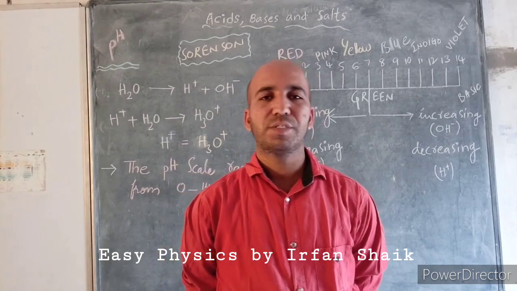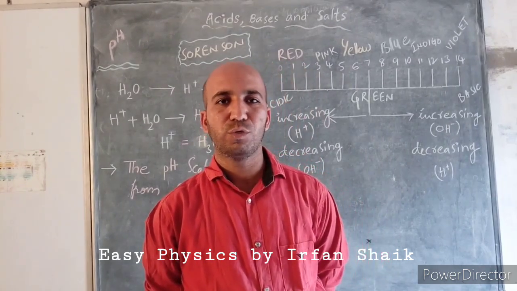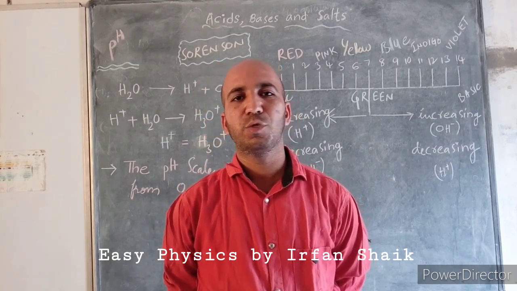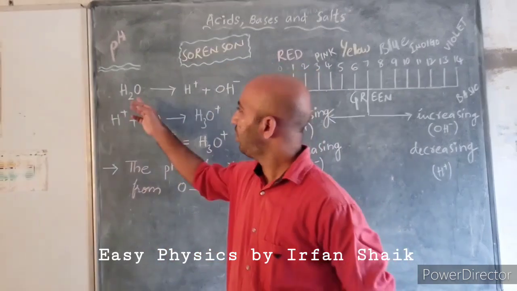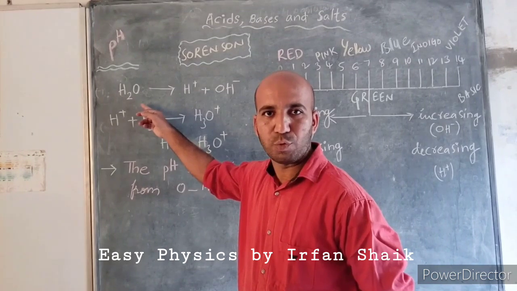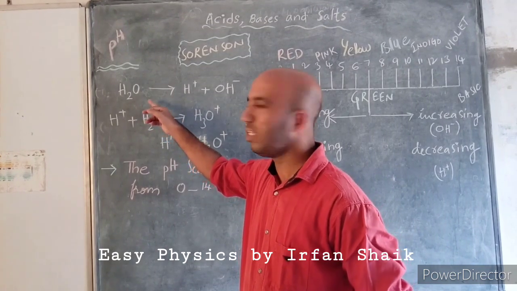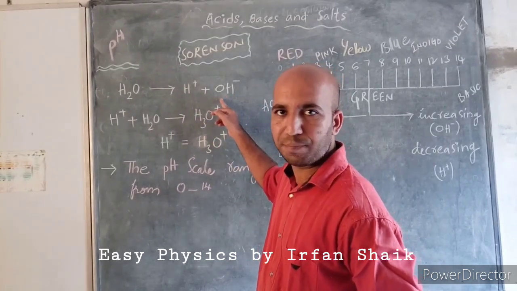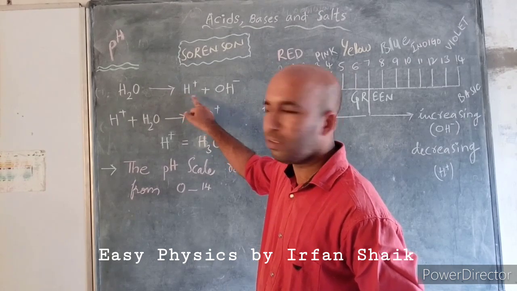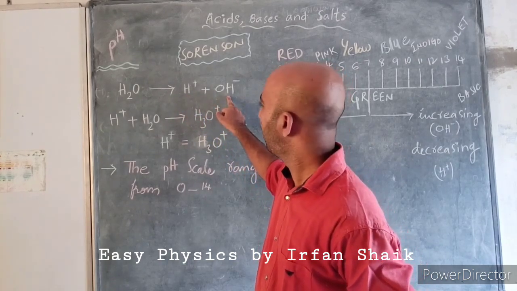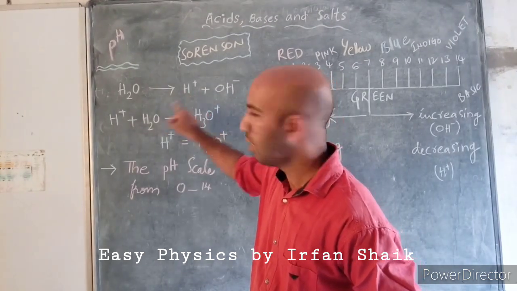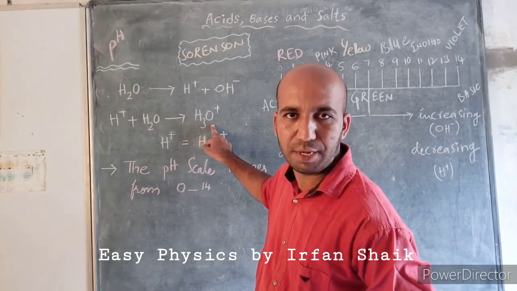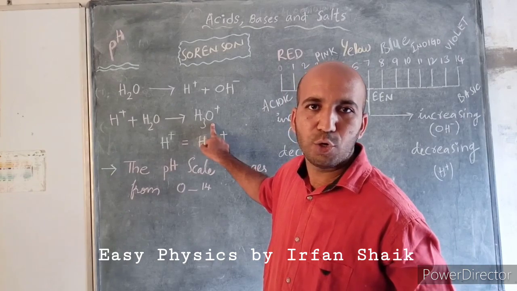To find this, we need to know a few more things. Let us take a water molecule. That means in every solution, water is present. Let us take the dissociation of a water molecule. The formula of a water molecule is H2O. When this H2O molecule dissociates, it forms H plus ions and OH minus ions, that means hydrogen ions and hydroxyl ions. Then this hydrogen ion reacts with another water molecule to form H3O plus ions. This ion is called the hydronium ion.